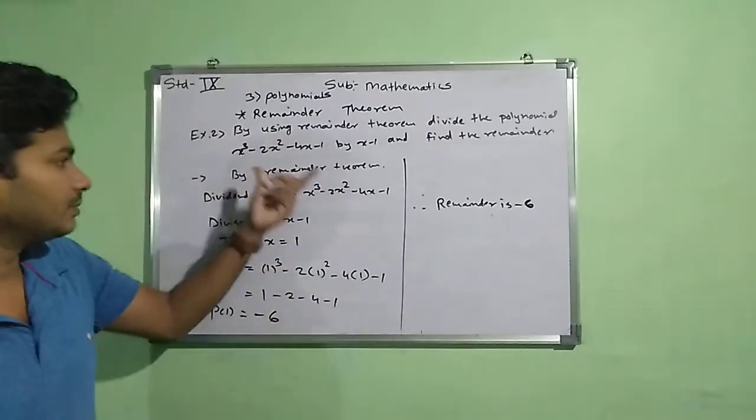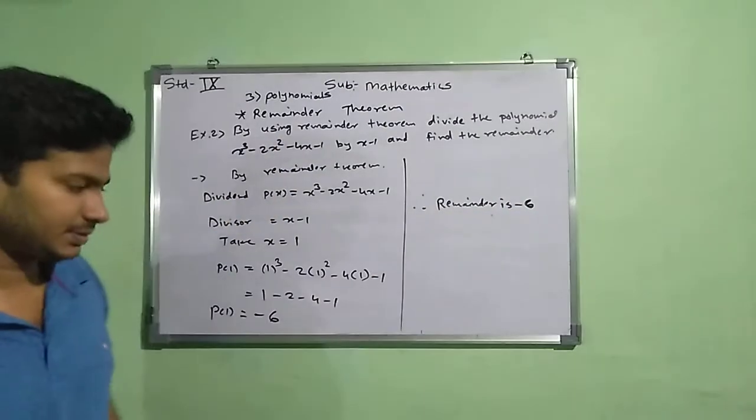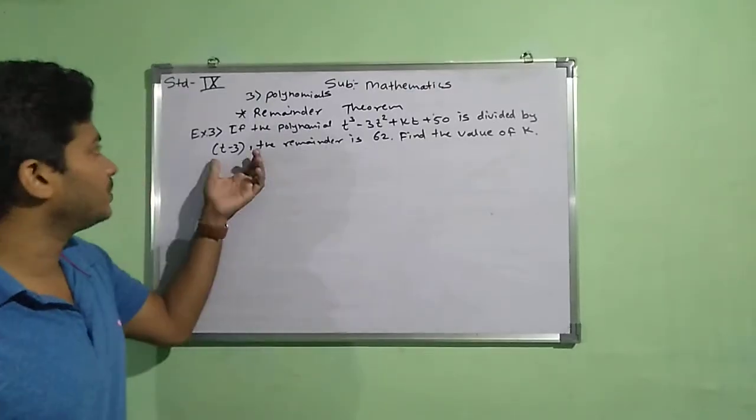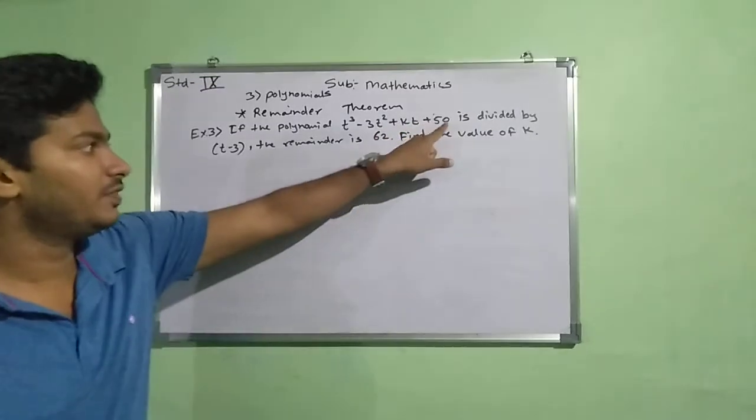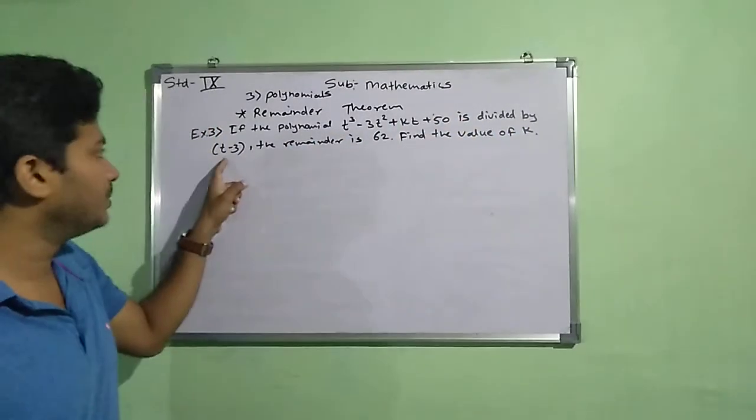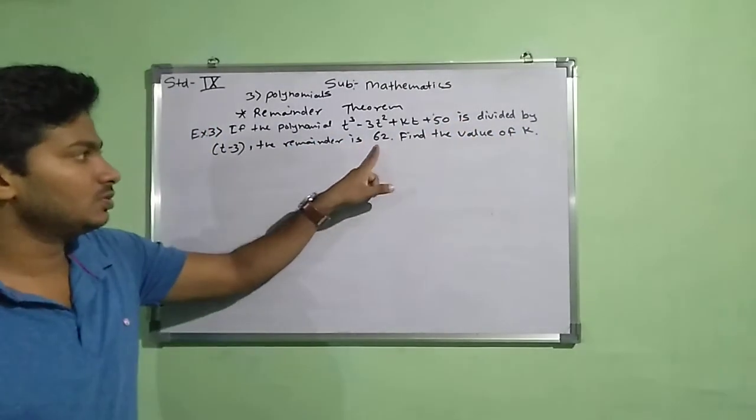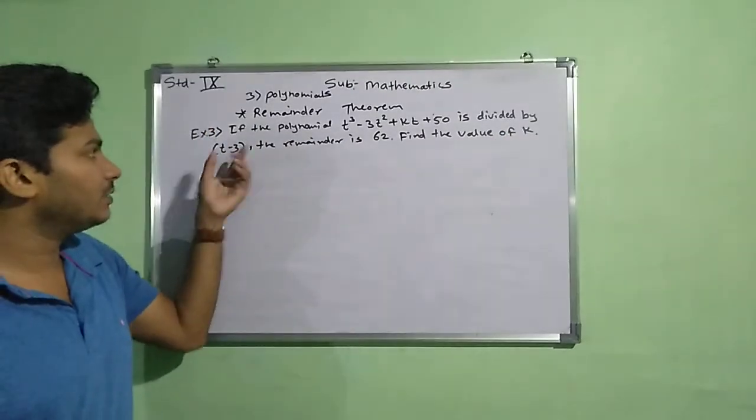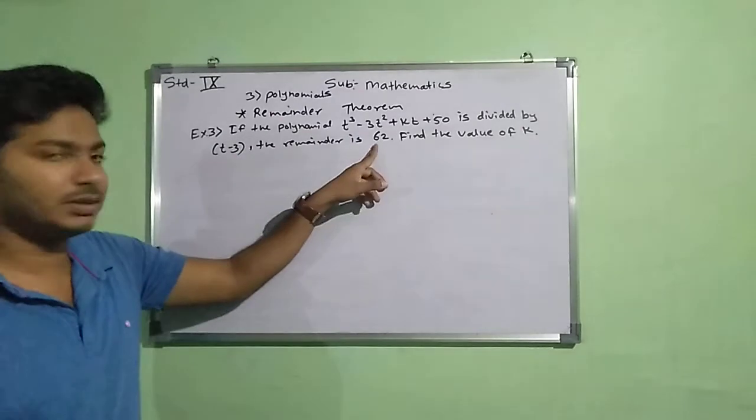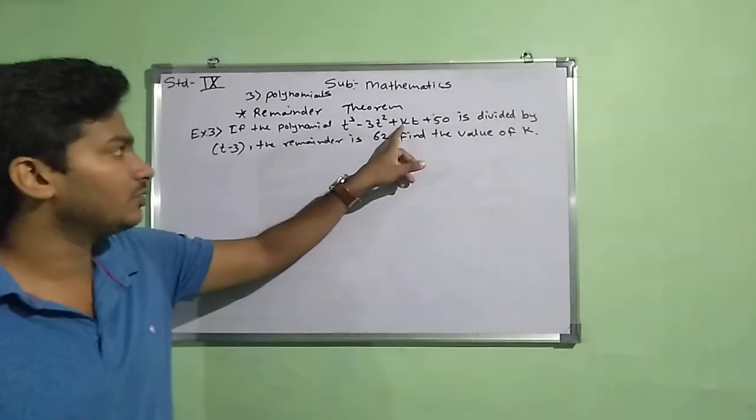Therefore by the remainder theorem we got the remainder as a minus 6. So this is the third example. If the polynomial t cube minus 3t square plus kt plus 50 is divided by t minus 3, the remainder is 62. Find the value of k. That means they have given that if we divide that given polynomial by t minus 3, we will get the remainder as 62, and after that we need to find the value of k.